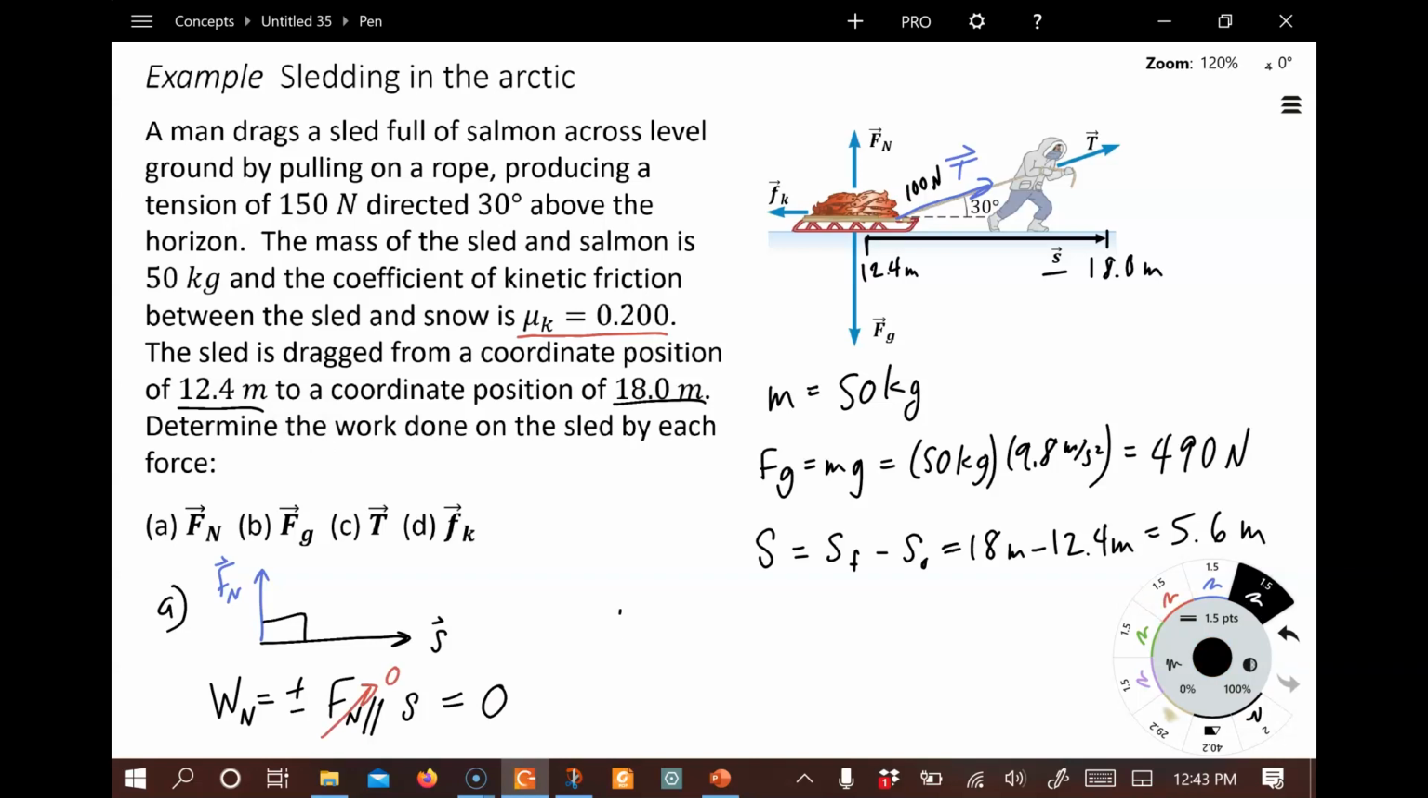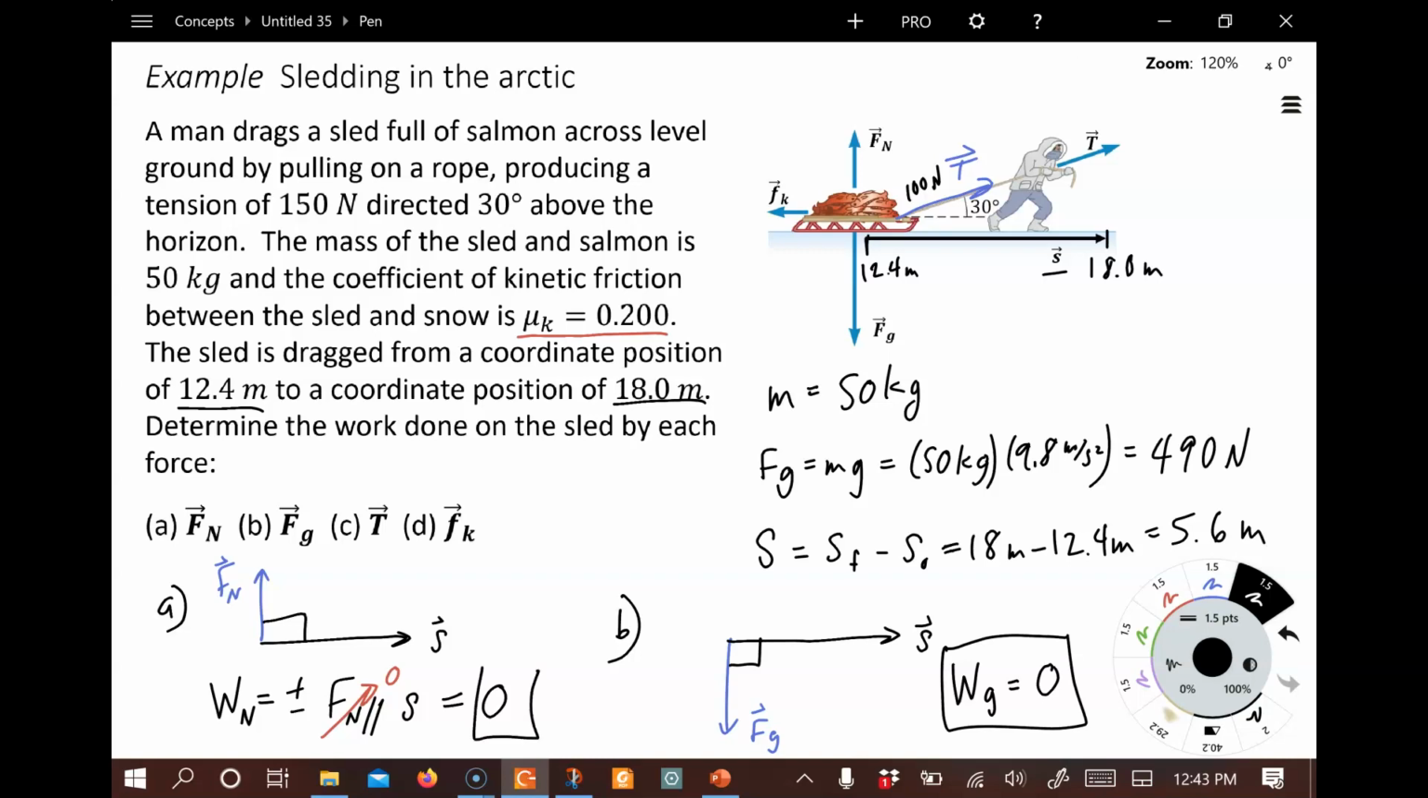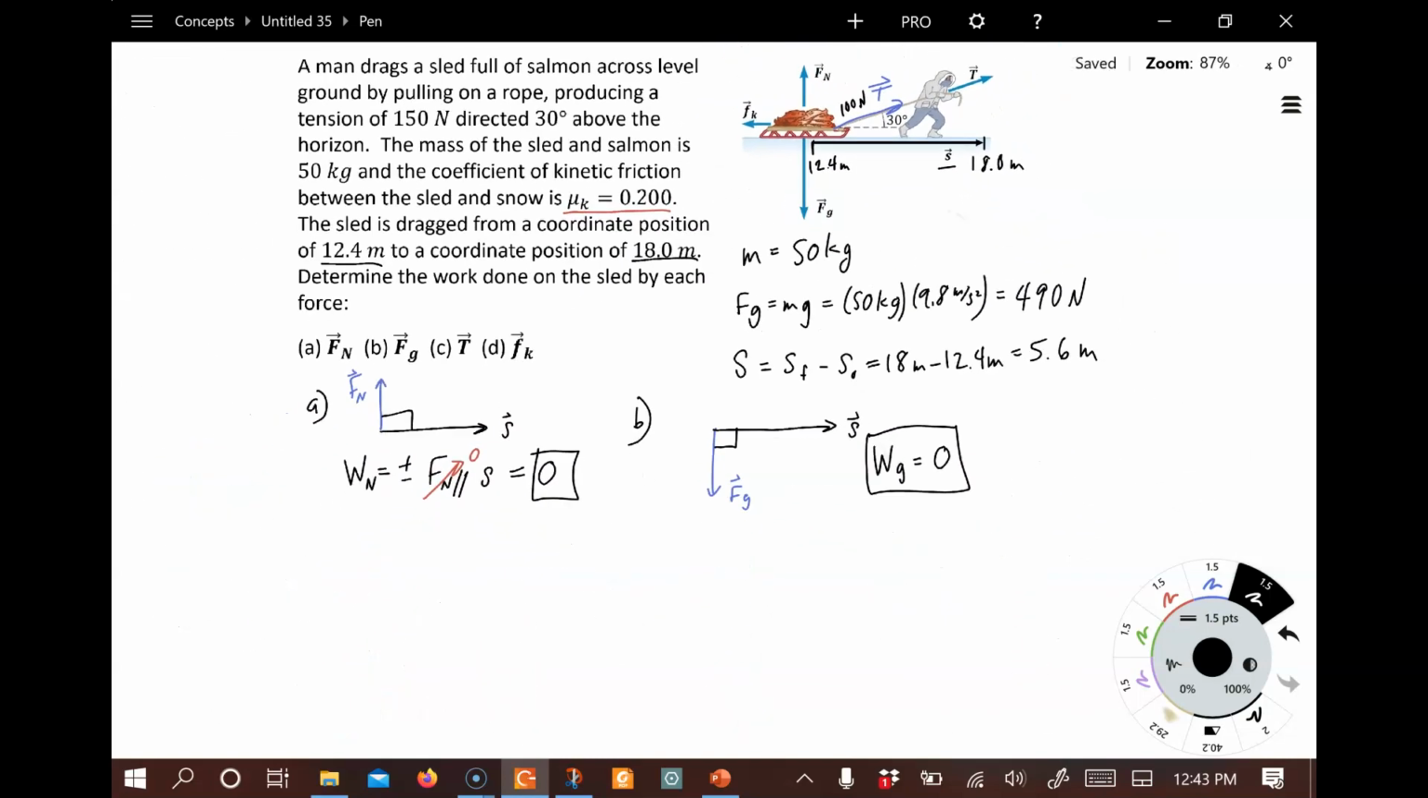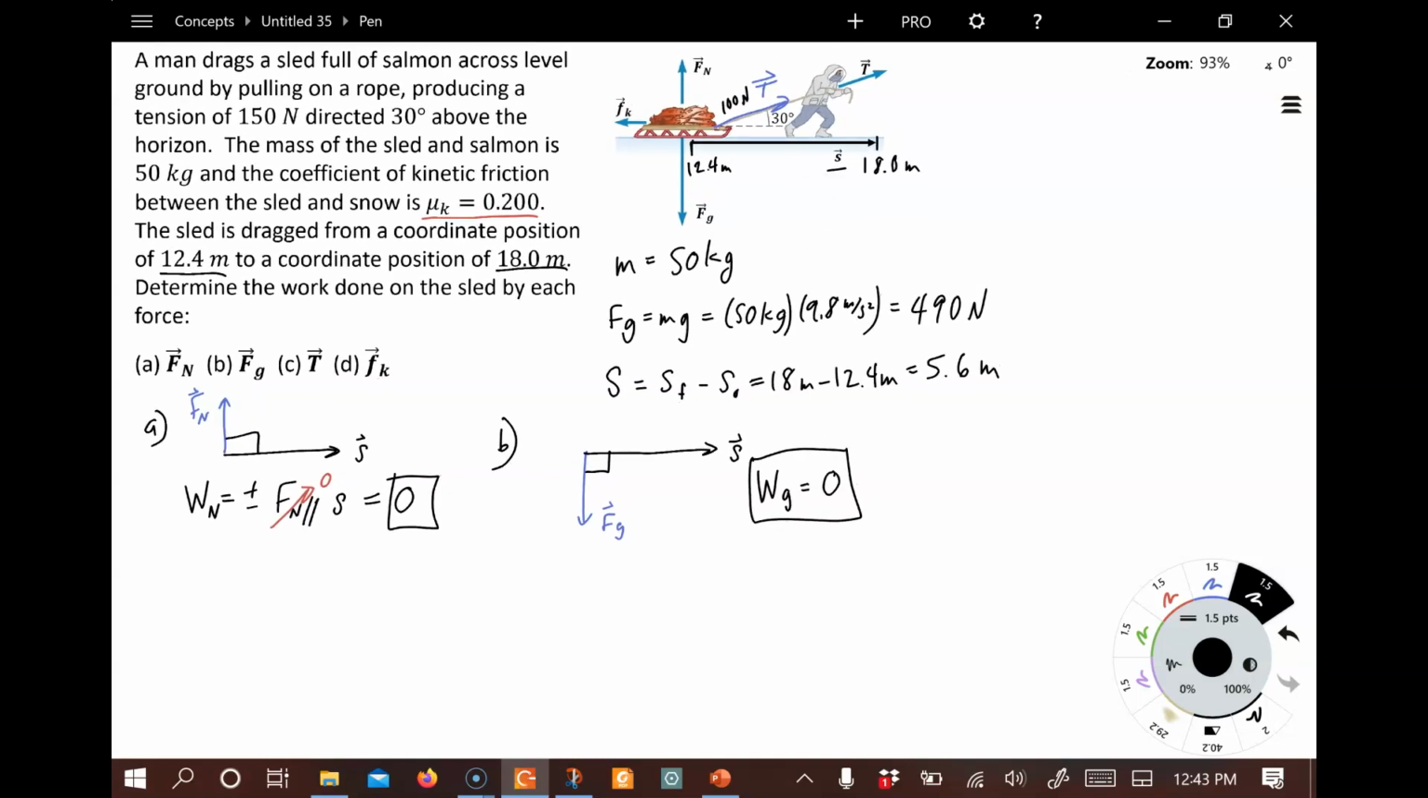Now gravity is going to give us the same result if we draw the gravitational force and if we draw the displacement, we see that again they're at 90 degrees. Just like with the normal force, I don't need to know the magnitude of the gravitational force either. I can just see that they are 90 degrees apart. And so again, the work done by the gravitational force is equal to 0. All right, let's keep going here, and we will look at part C.